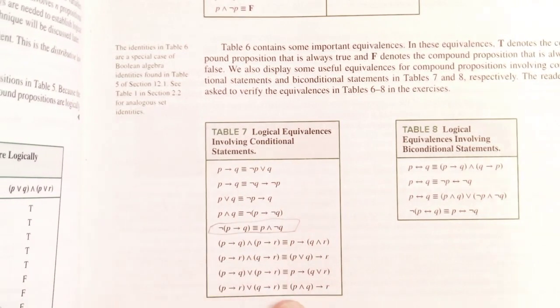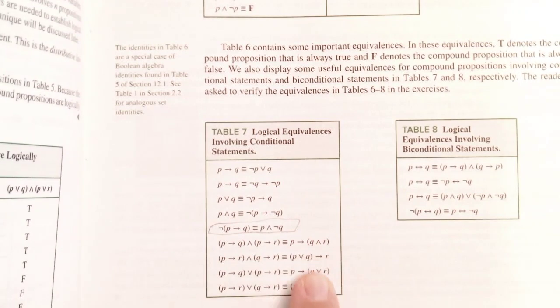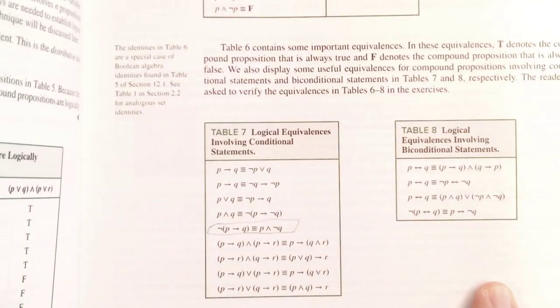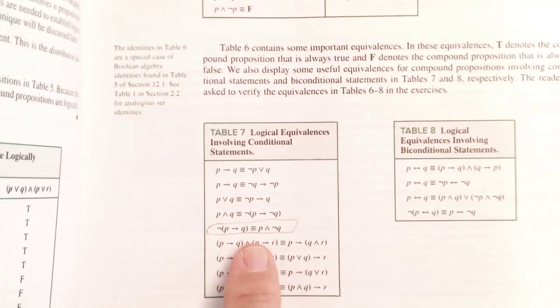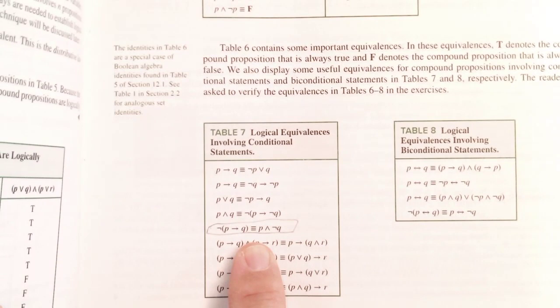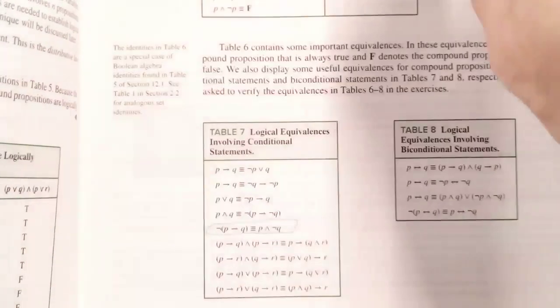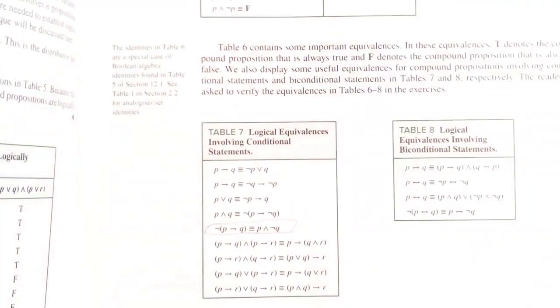Rarely do I get a lot of use out of these. These are the distributive rules for the arrow. And over here are the same ideas for if and only if. Again, this is the one I use the most in here. More often than not, I'm using this one.